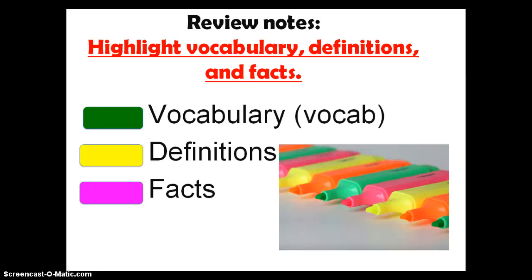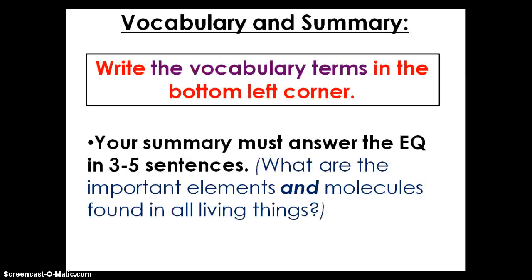Review your notes by highlighting vocabulary, definitions, and facts, nice and neat in different colors. You may use color pencils or highlighters. And write your vocabulary terms in the bottom left corner. You have 2 vocabulary words. Also summarize at the end of your notes by answering the essential question in 3 to 5 sentences. In case you forgot the essential question, it was, what are the important elements and molecules found in all living things? And that's it for your notes.